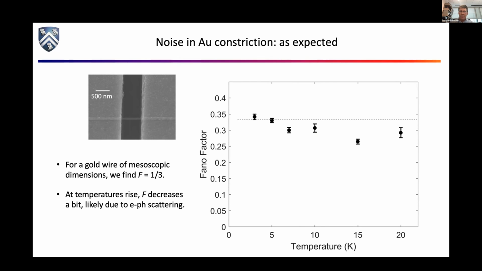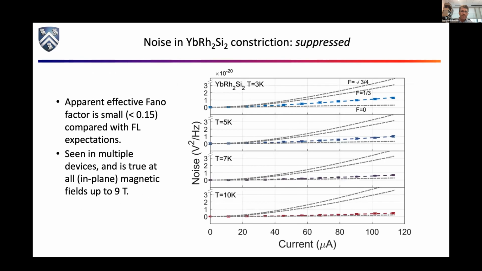Okay, so what about the ytterbium rhodium-2 silicon-2? This is the key result. What you find is that the noise in the ytterbium rhodium-2 silicon-2 is certainly much smaller than √3/4, which is the value you expect in this system where you believe electron-electron scattering is extremely important. It's considerably smaller even than F equals a third. And it's just very, very suppressed. It comes up a little bit as you get down to 3K, but really it's far below what you expect to see.